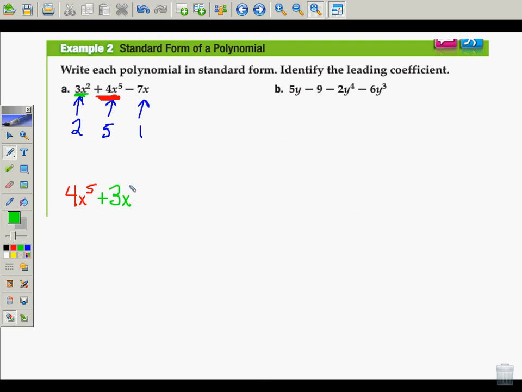Then I have to write my last term. Okay? We have this minus 7x right there. Notice I'm looking at the sign in front of the term, so I'm going to write minus 7x. And now we have it in standard form because we have it in order of degree. We go 5, 2, 1. It's in order of highest to lowest, which means it's in standard form. Then the last thing we want to do is identify the leading coefficient. Remember, the leading coefficient is always the term out in front. So our leading coefficient would be 4, because that is the coefficient of our first term.